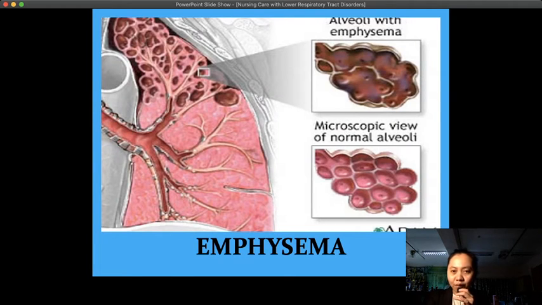Alright, so what is emphysema? Okay, so emphysema, alveoli with emphysema, puno siya, that's the alveoli with emphysema. Okay, so wala na yung mga lines, right? And then microscopic view of normal alveoli is supposed to be ganito ang normal alveoli.